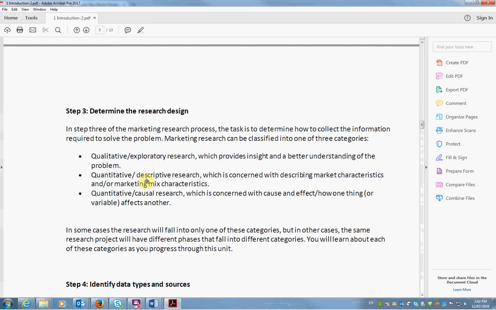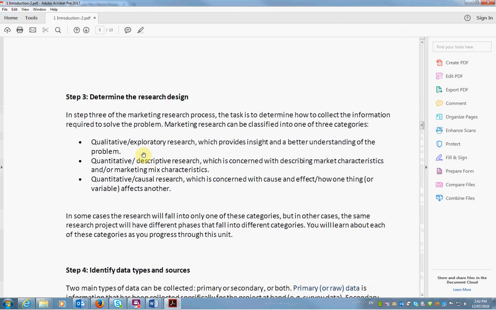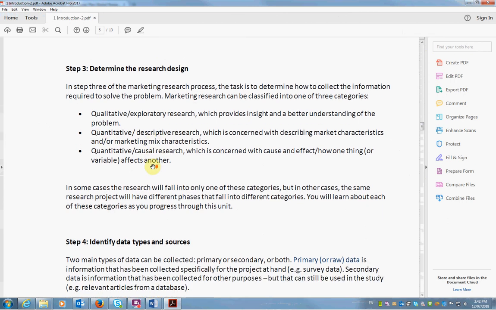The next type of research that you do when you're done with the exploratory research is descriptive research or quantitative research. This is basically surveys. The final type of research is causal research, and this is a type of research that I very much doubt any of you will be using, but I'll still briefly introduce you to that research method.